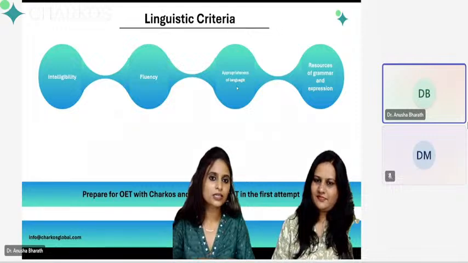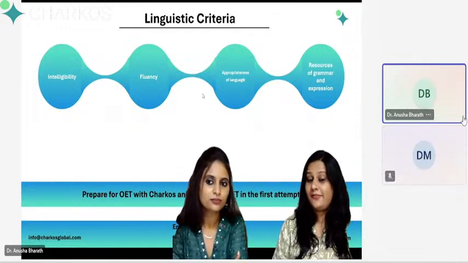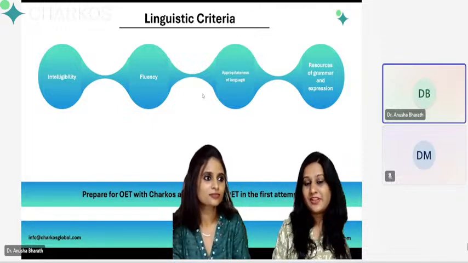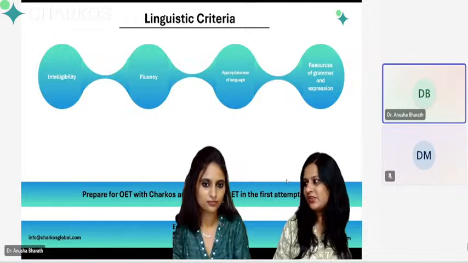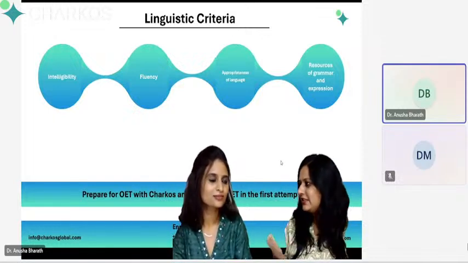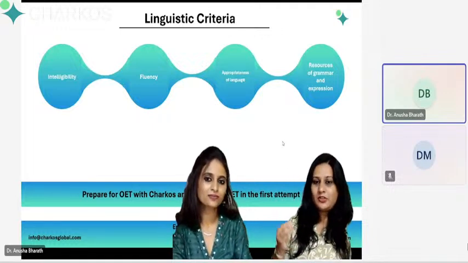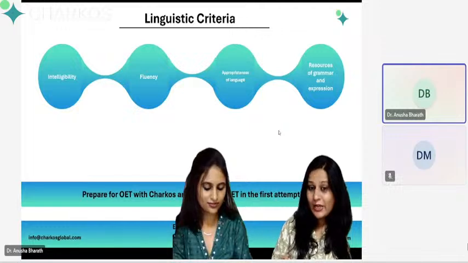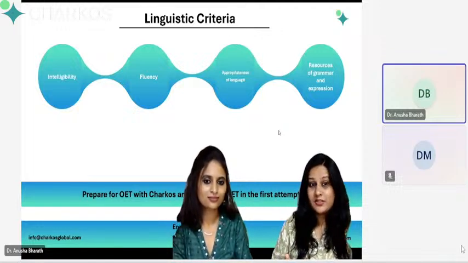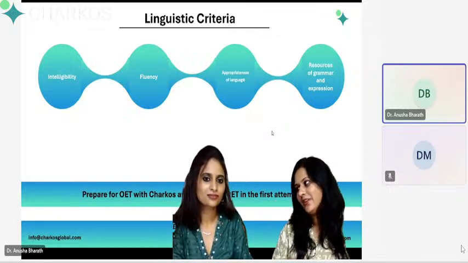And the linguistic criteria here, could you please tell us? It talks about intelligibility, fluency, appropriateness of language, and resources of grammar and expression. I think that is what we did speak about in the beginning of the session. We spoke about polite language, avoiding jargon, and speaking fluently without any pauses. And obviously, speaking without any grammatical errors.